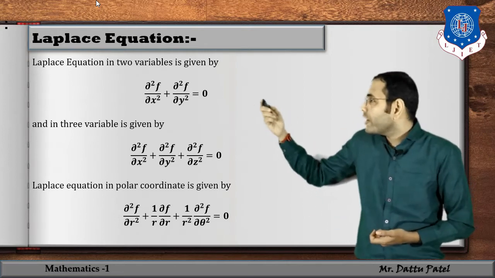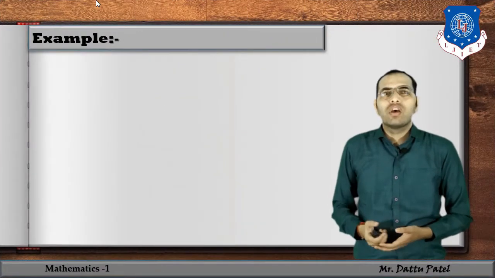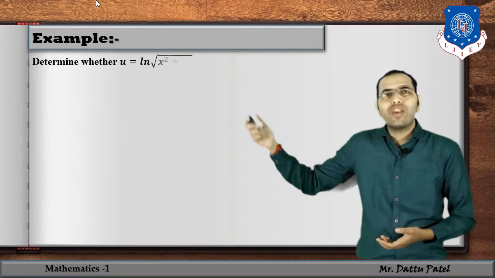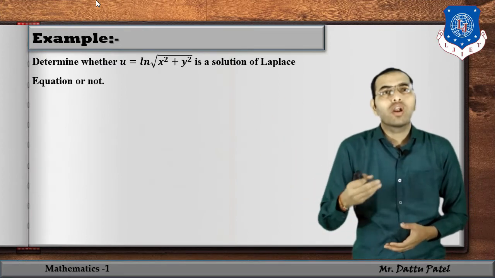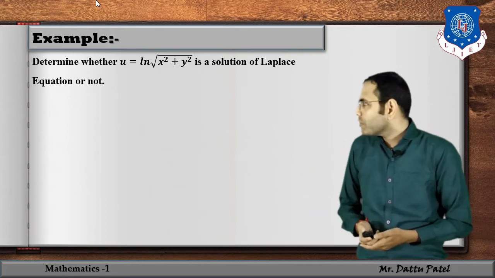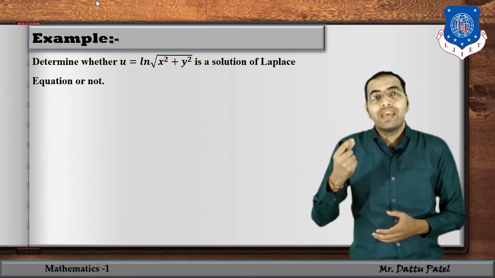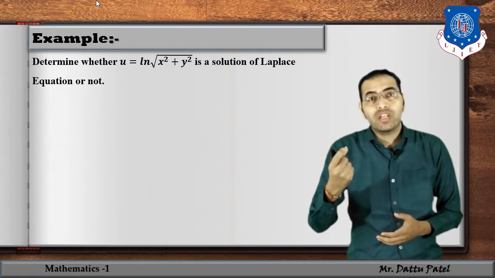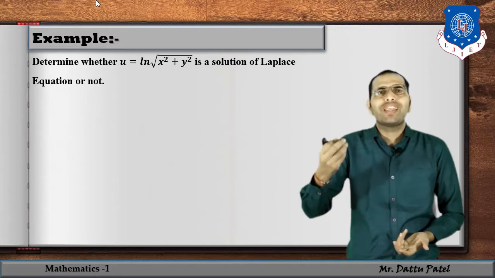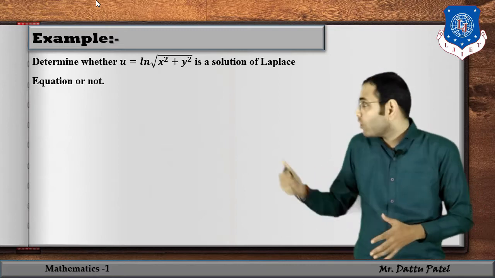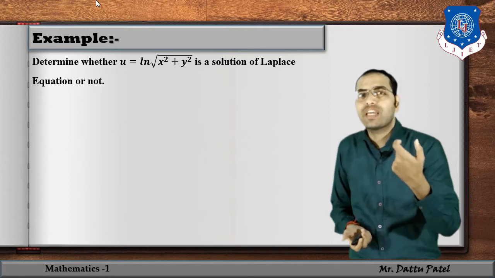Let's see one example based on the Laplace equation. Determine whether u equal to ln square root of x square plus y square is a solution of the Laplace equation or not. In this particular example, we don't have any conditions for finding del square u by del x square or del square u by del y square. Here we need to show whether the Laplace equation is satisfied or not.